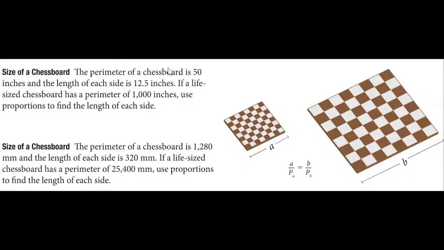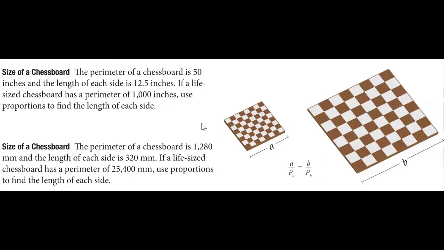So we're looking at the size of a chessboard here. The perimeter of a chessboard is 50 inches and the length of each side is 12.5 inches. If a life-size chessboard has a perimeter of 1,000 inches, use proportions to find the length of each side.